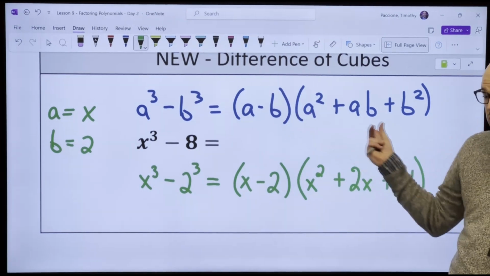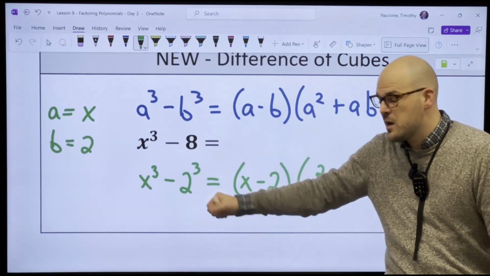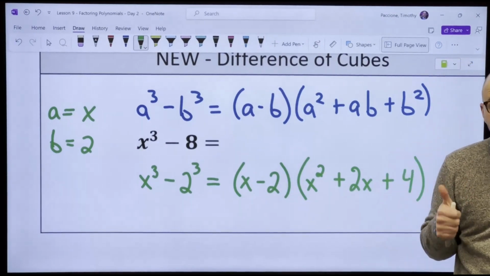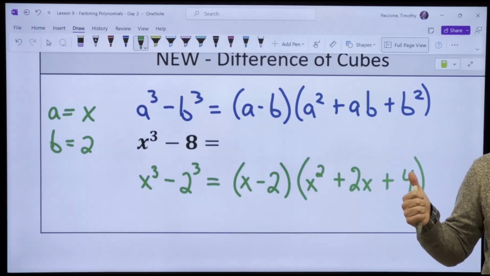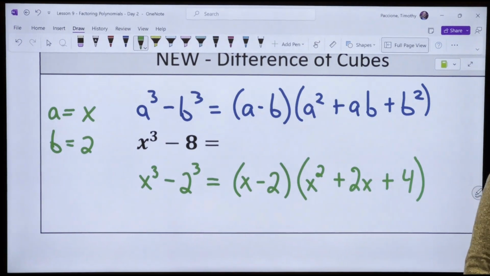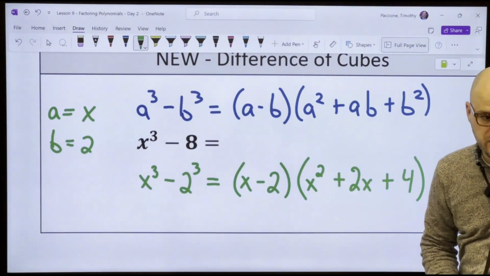You can see what I mean. I'm going to give you this formula, and then I'm going to give you a problem like that on a test. All you really need to do is figure out your a and your b, plug them in, and you get the answer right. Once you get into the solving part, it'll be a little bit more work, but that's all we've got for now. That's the difference of cubes.